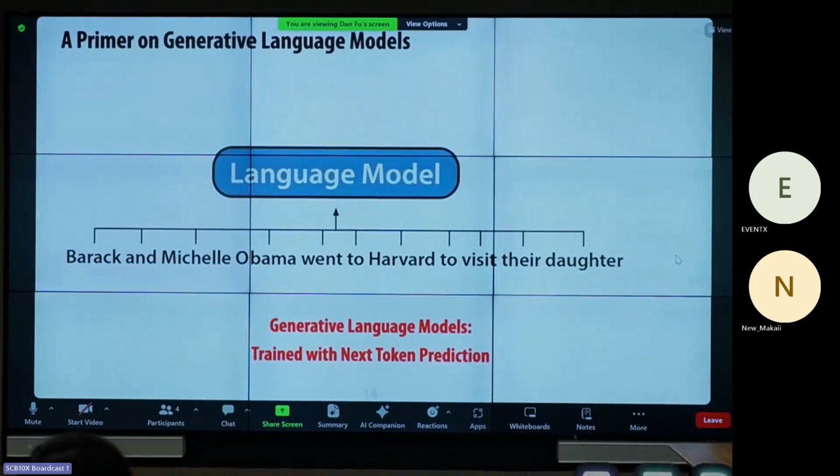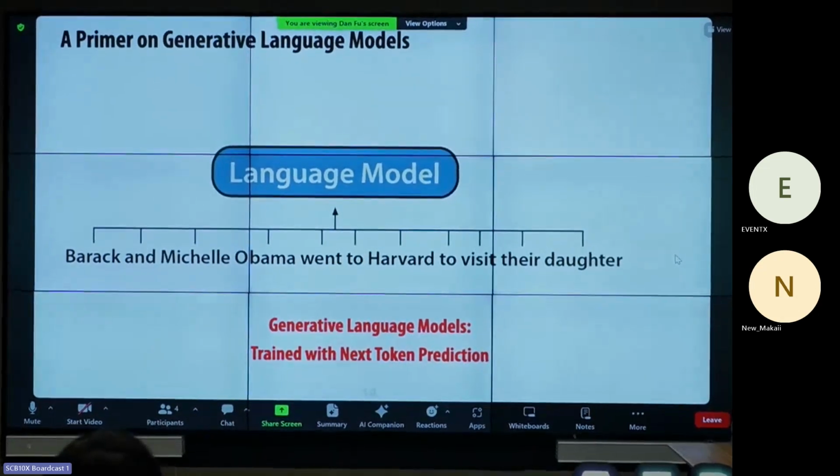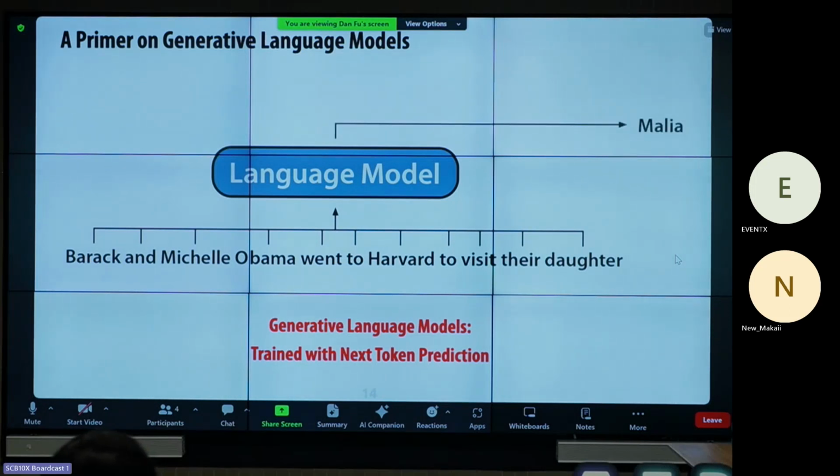I'll start with a primer on generative language models. I'm sure most of the people in the audience know this now, but just so that we're all on the same page: generative language models like ChatGPT, GPT-3, and GPT-4 are really trained with next token prediction. That means we're going to have sentences like "Barack and Michelle Obama went to Harvard to visit their daughter," and given the sentence, the model is going to predict what token comes next. In this case, the model is going to use context clues like, we're talking about Barack and Michelle Obama. Barack and Michelle Obama had 2 daughters, and one of those daughters went to Harvard. So if they're going to Harvard to visit their daughter, the next token should probably be Aaliyah, which is in fact the daughter who went to Harvard.